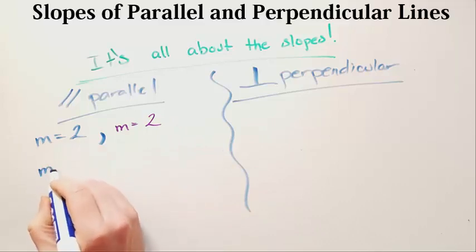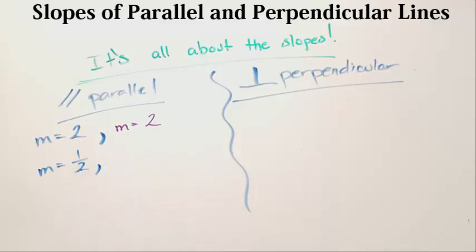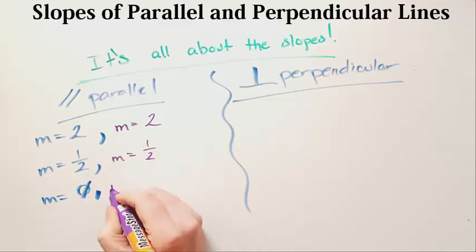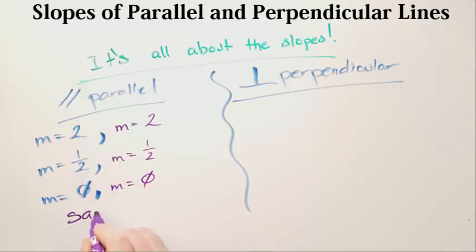If I gave you a line that had a slope of 1/2 and I asked for a parallel line, parallel lines have the same slope. So if I gave you 1/2, you would need to give me a line with a slope of 1/2 as well. If I gave you a line that had a slope of 0 and I asked you for a parallel line, the slope of your line would also need to be 0 because they have same slopes. So parallel lines always have the same slope.